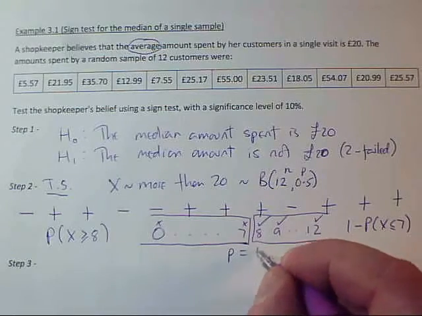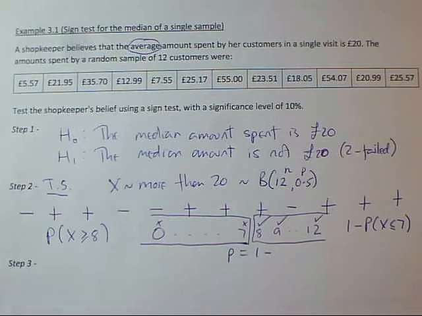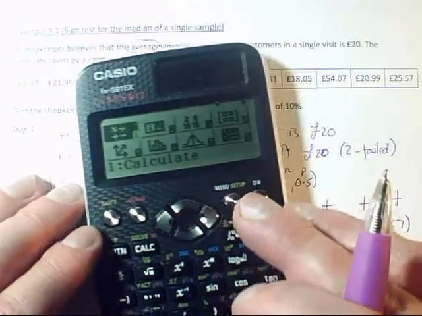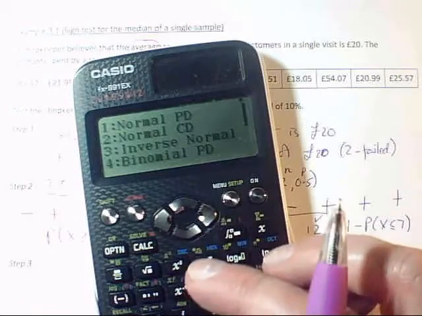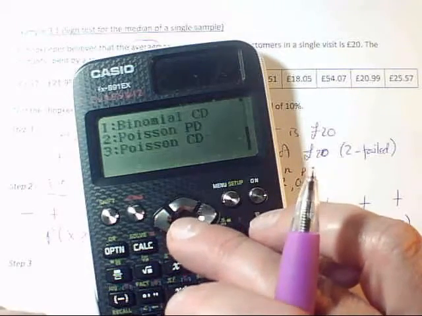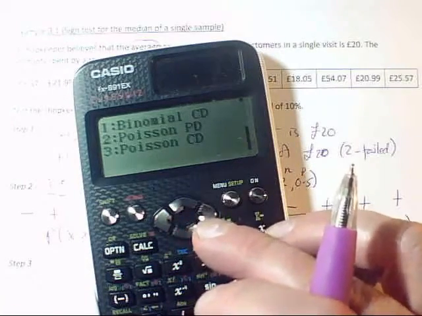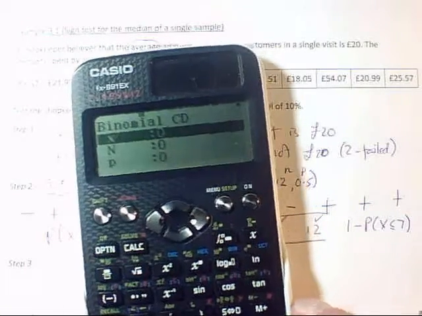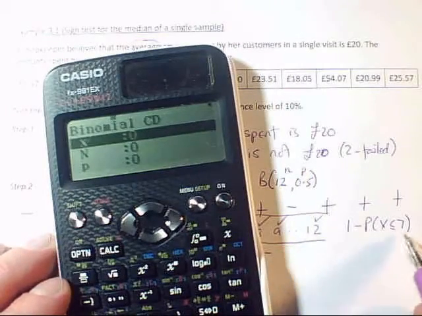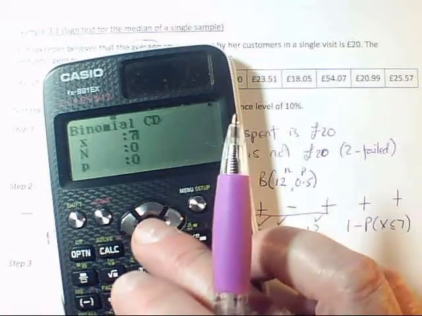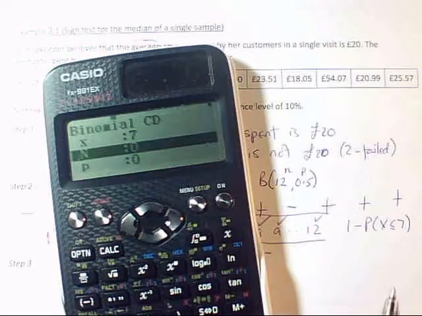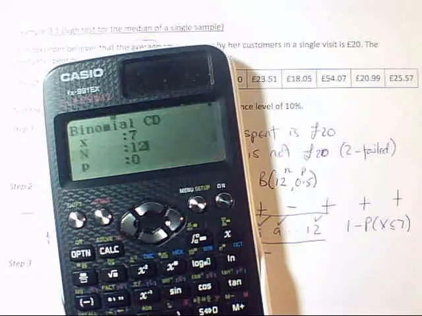So my p-value is going to be 1 minus, and now I need my calculator. I need to go into mode 7, and then I want second screen binomial CD, which is option 1. Variable is fine, so I'm going to look at the probability being 7 or less, so 7 or fewer. Okay, and my n is 12 and my p is 0.5.